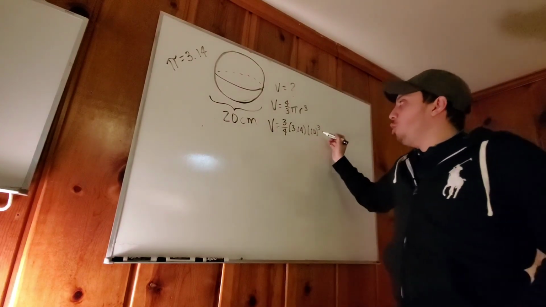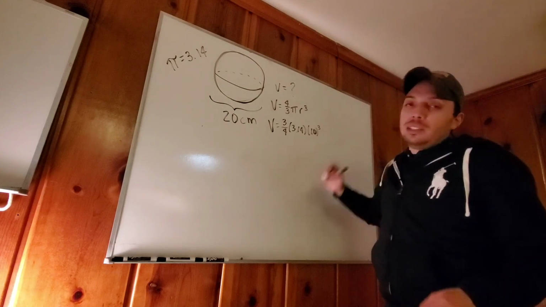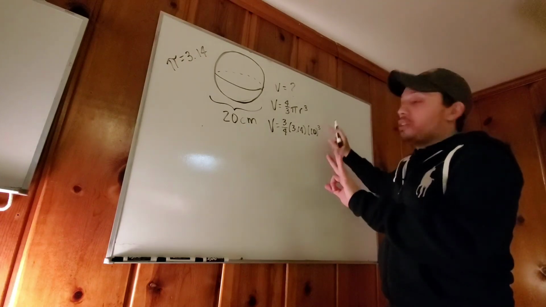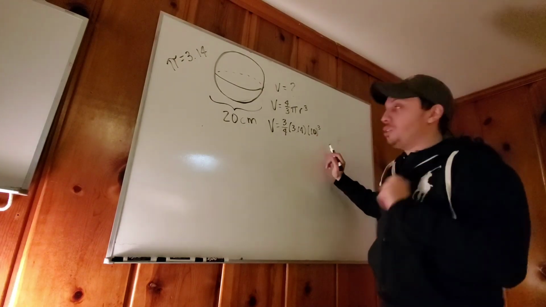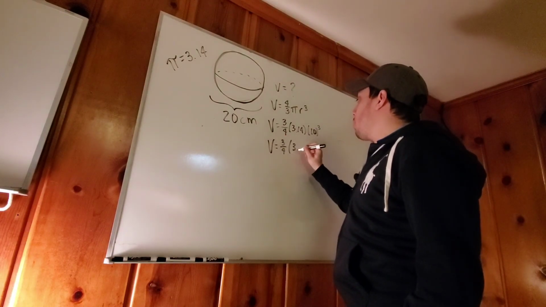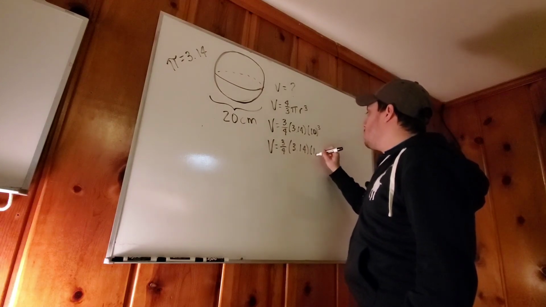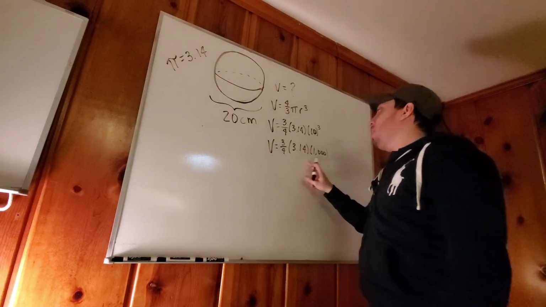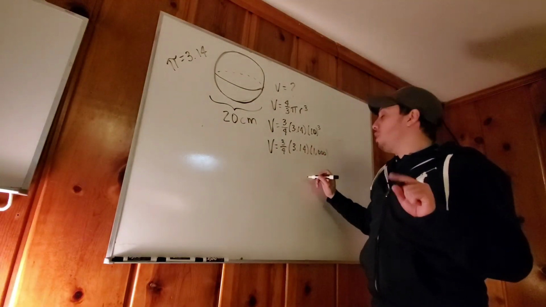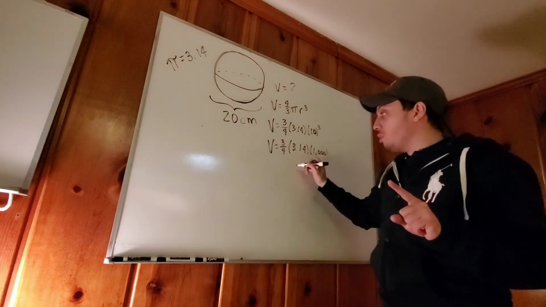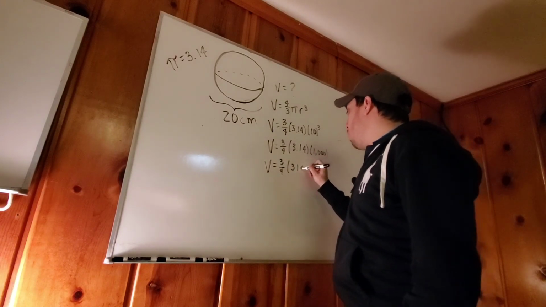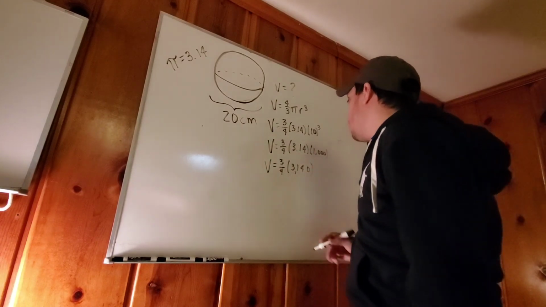So far, so good. What is 10 cubed? 10 cubed is the same thing as 1 followed by how many zeros? The number of the power. The exponent is 3, so it's going to be 1 and 3 zeros. So volume equals 3/4 of 3.14 times 1,000. And 1,000 times 3.14 means moving the decimal place 3 times, because of the number of zeros. So the volume would be 3/4 of 3,140.